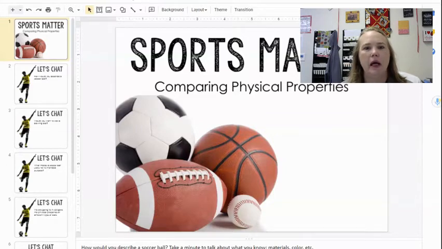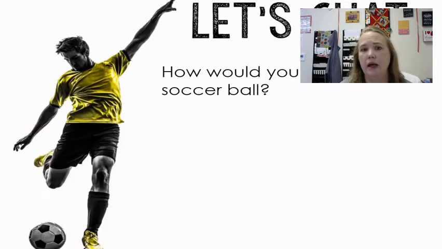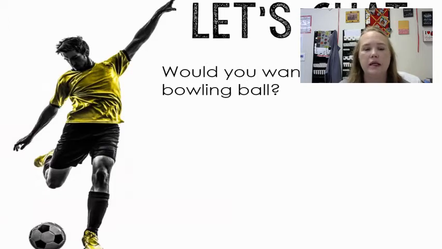Okay, so today we're going to be looking at sports and matter. We're going to compare the physical properties of some different sports balls. So, how would you describe a soccer ball? I just want you to think about this. This is things that we're discussing in the classroom, so I want you to think about different ways that you describe a soccer ball. You might think about the texture of it, the color of it, how far you can kick it, those kinds of things. Maybe the size of it.